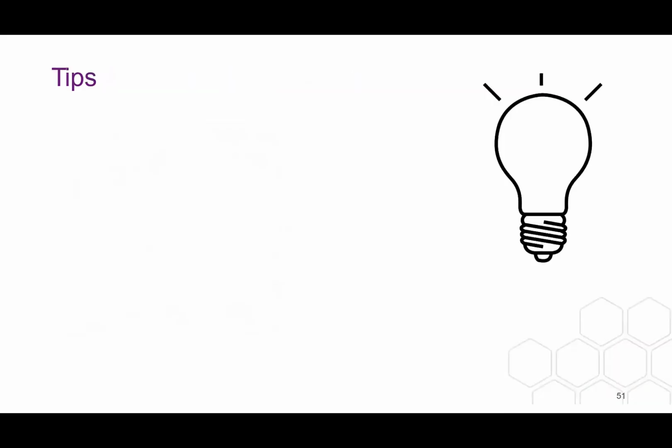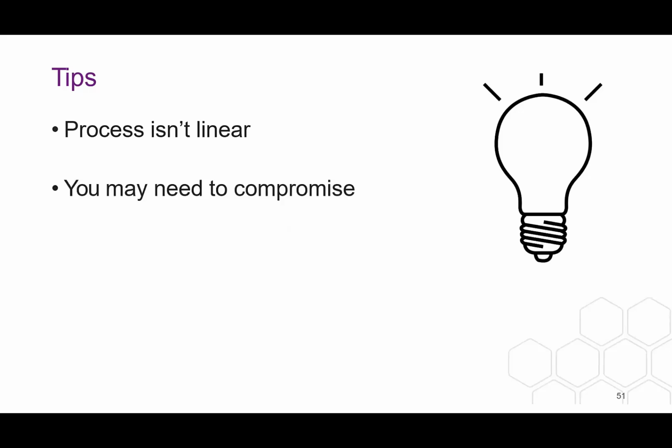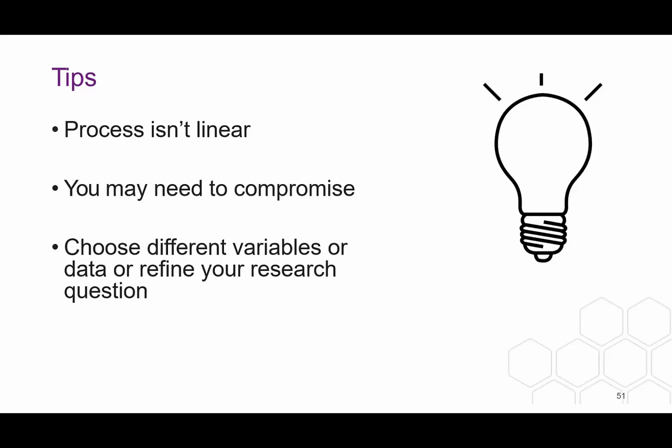Finally, it's important to remember that the process isn't linear, so you may need to go back and forth and realign your question with the available data. You may need to compromise if the perfect data set isn't available, or choose different variables, refine down your question, and this is all part of the process of doing secondary analysis.